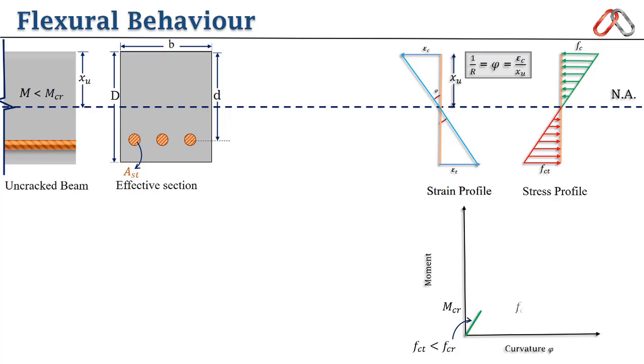fct is equal to fcr. So what happened here? There will be some discontinuity because concrete is a brittle material and it gets cracked. So we are going to draw a step for this discontinuity. And we continue to keep loading and moment increases beyond the cracking moment. So moment continues to increase and the curvature also increases.